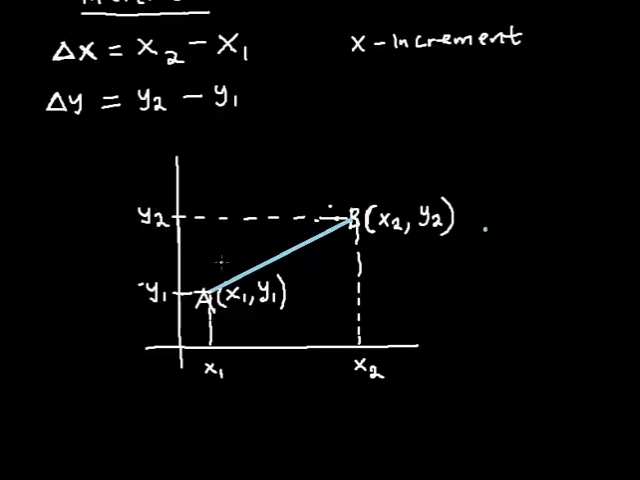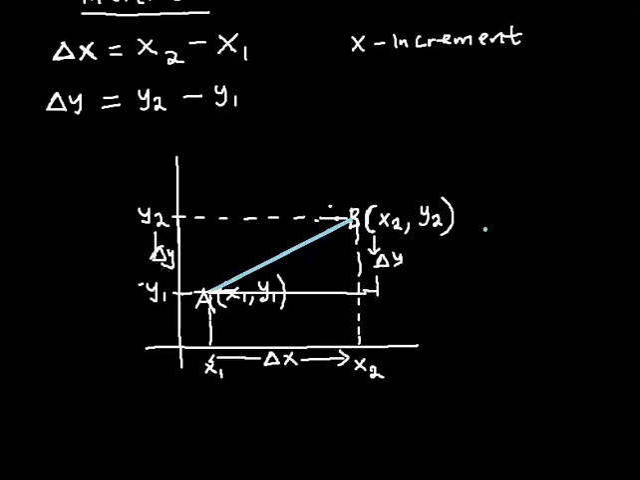Okay, so you now discover that there's always a difference between x1 and x2. From this point to this point is what we call the increment in x, the difference between x2 and x1. And of course, it can also be traced from here. The difference between y2 and y1 is the increment of y.